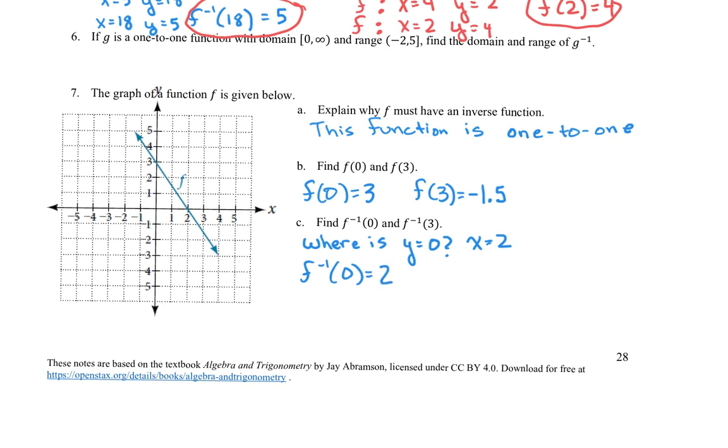Let's try the inverse at -3. What this means is when y is 3, what is x? So let's follow this on our graph. When y is 3, what is x? X is 0. And that concludes the first video of section 3.7.